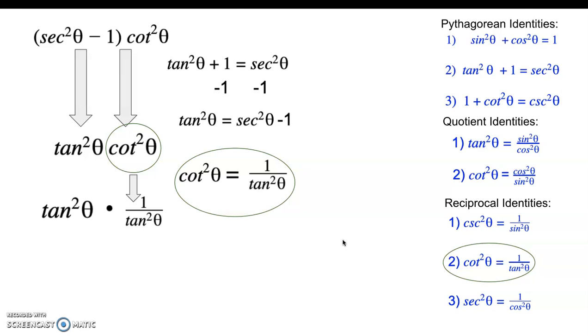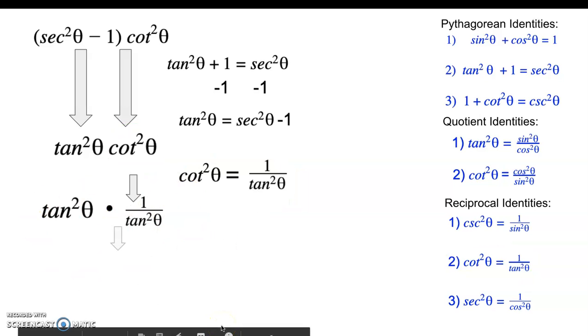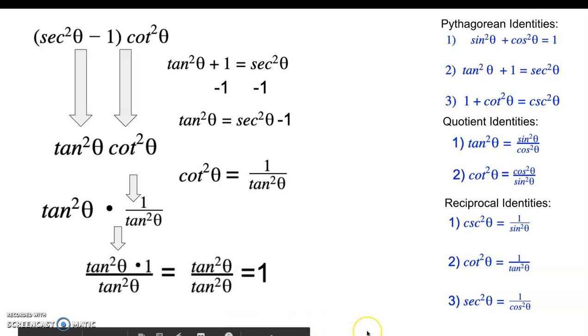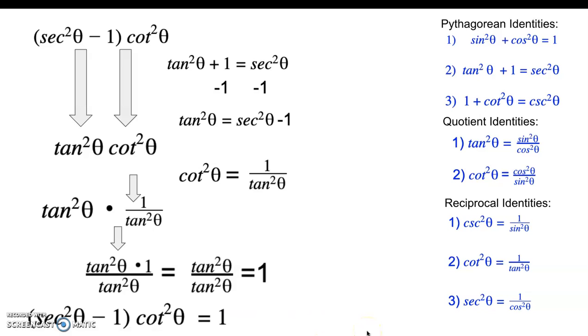So we have cotangent squared theta is equivalent to 1 divided by tan squared theta, and now we multiply these two, and we get tan squared theta times 1 divided by tan squared theta, which is equivalent to 1. So secant squared theta minus 1 times cotangent squared theta can be reduced to 1.